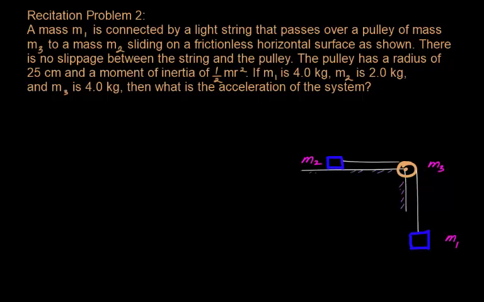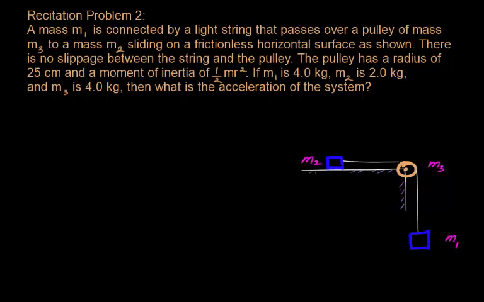Recitation problem 2. A mass M1 is connected by a light string that passes over a pulley of mass M3 to a mass M2 sliding on a frictionless surface, as shown in the figure. There is no slippage between the string and the pulley. The pulley has a radius of 25 centimeters and a moment of inertia of 1/2 mr squared. If M1 equals 4.0 kilograms, M2 equals 2.0 kilograms, and M3 equals 4.0 kilograms, then what is the acceleration of the system?